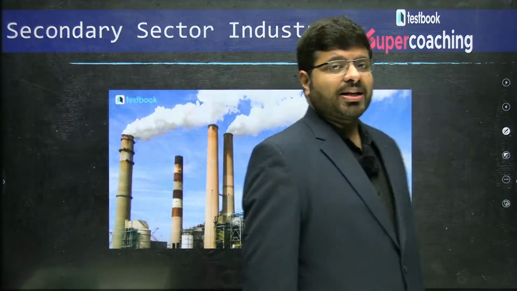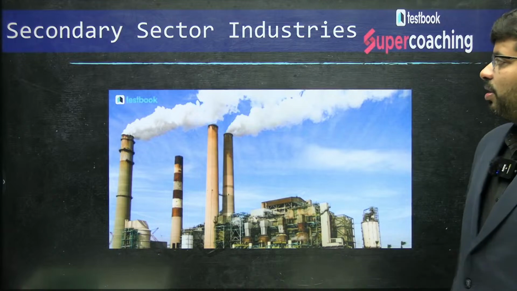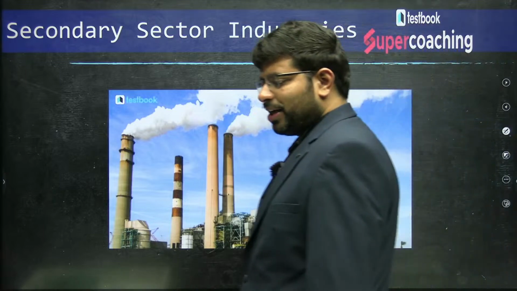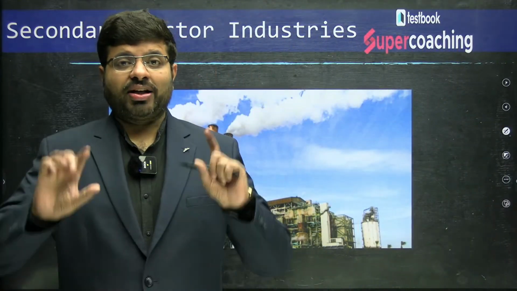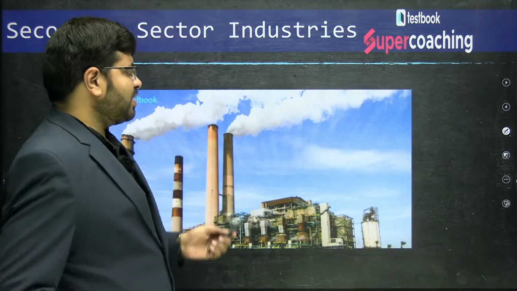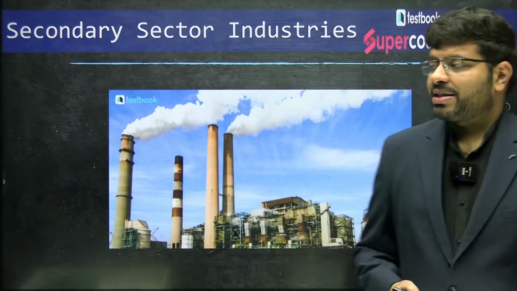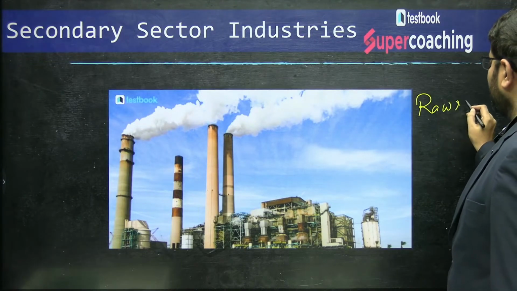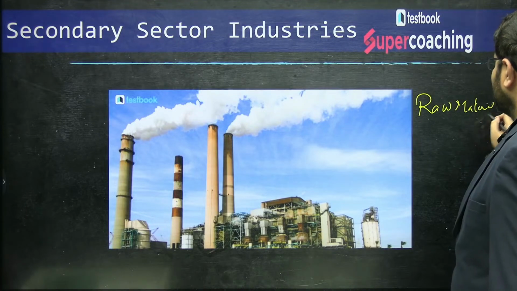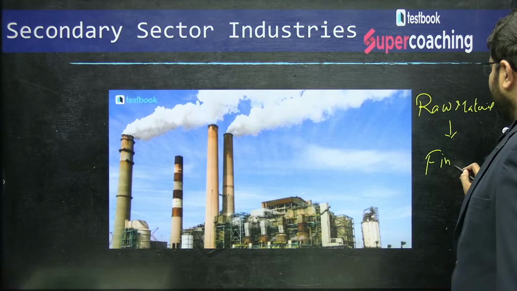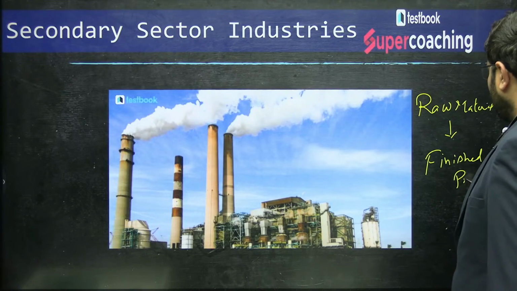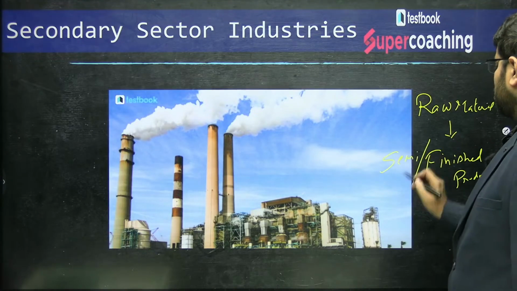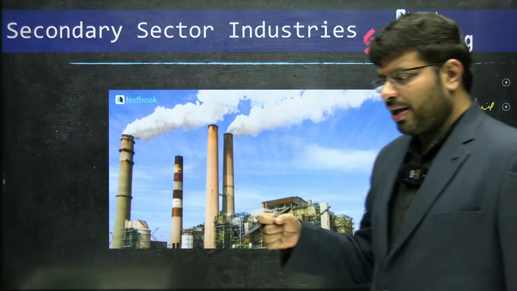Now, when you talk about a secondary industry, as you can see in this picture, this is the typical industry everyone associates. The moment I say industry, everyone will remember the first thing: factory, right? So this is where you will find that the raw material is converted into a finished product, or sometimes semi-finished, which will be the raw material for another industry.